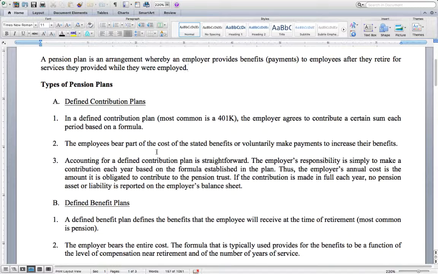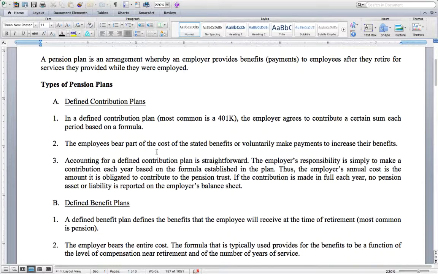This is in the circumstances where an employer says, I will contribute 3% of your salary every year to a 401k if you put in, as the employee, 3% of your salary every year into your 401k. The employees bear part of the cost of this type of plan and the stated benefits, and they voluntarily make payments to increase their benefits. So this is a circumstance where an employer may say, I'll put in 3% if you put in 3%. However, you may put in as much as up to the federal law limit for your contributions.